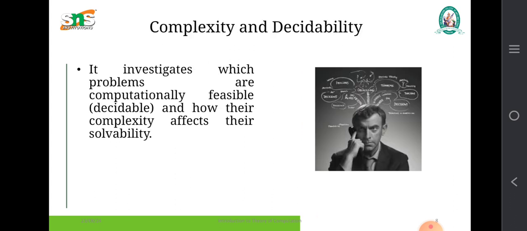Next one is complexity and decidability. It investigates which problems are computationally feasible, which can be easily done, and how their complexity affects their solvability. So it finds out whether the complexity of the problem makes it difficult to solve that particular problem.